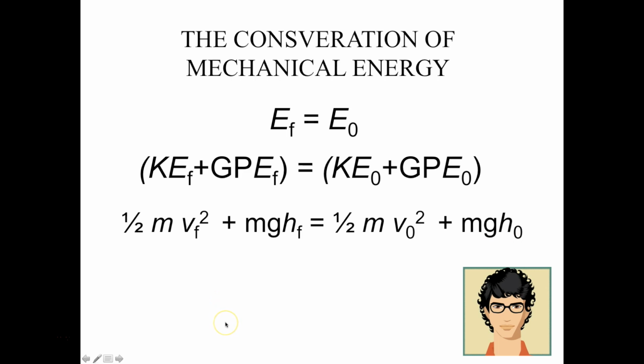Notice though, very curiously, that mass cancels in every one of them. We can cancel the mass, so mass really doesn't matter when it comes to the conservation of mechanical energy, which is pretty freakish, but that's because all objects fall at the same rate, whether we're talking about the lady's mass or the purse or anything like that.